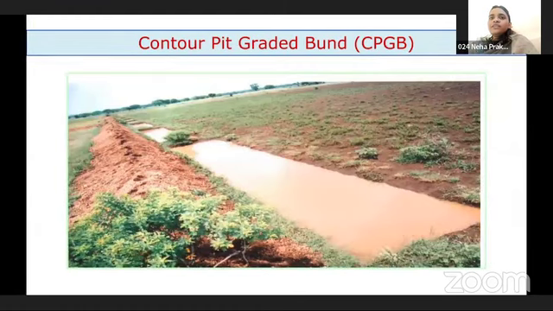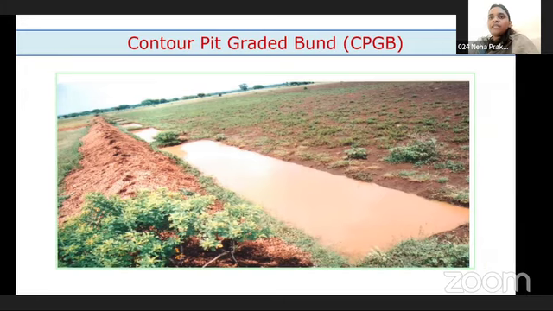Another technology is the contour pit graded bund. What is a bund? Bunding is an engineering technology where we form a structure, as you can see in the picture. We form the bunds with a certain depth. Whenever the runoff water comes, it will accumulate in that bund, and there is a decrease in the chances of soil runoff. So this is another technology, the contour pit graded bund.